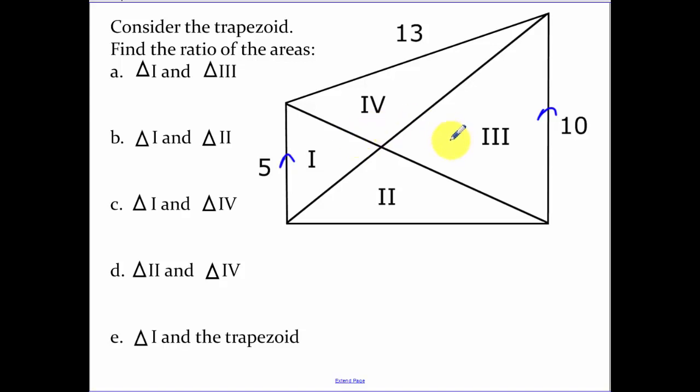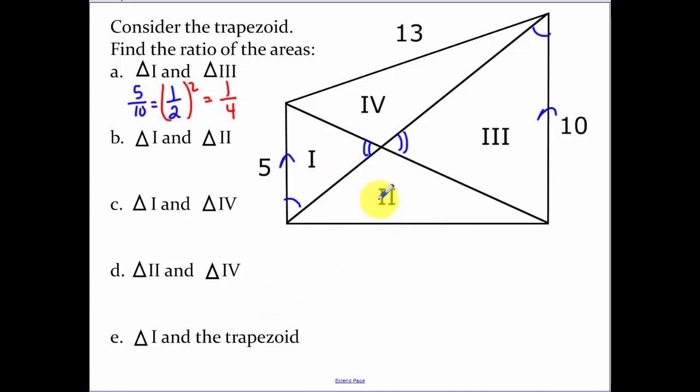Okay, remember we have parallel sides. So this angle and this angle are congruent. And our vertical angles are congruent. So 1 and 3 are actually similar. So it's going to be the square of their scale factor. So the scale factor is 5 to 10, or 1 to 2. But remember, it's the square when we're talking about similar figures. So the ratio of their areas is 1 to 4.